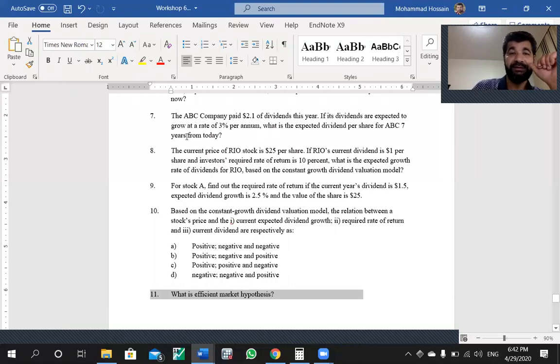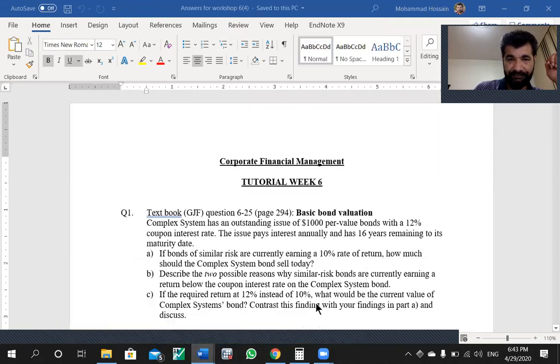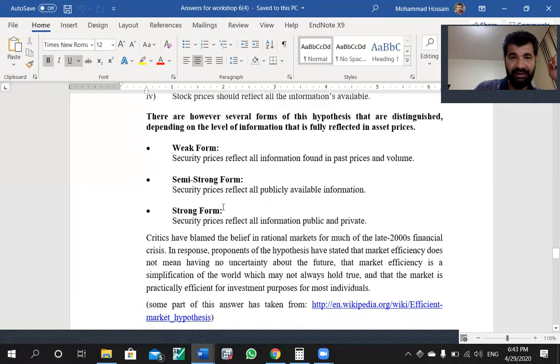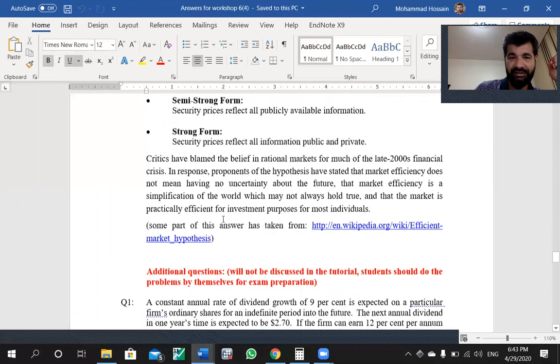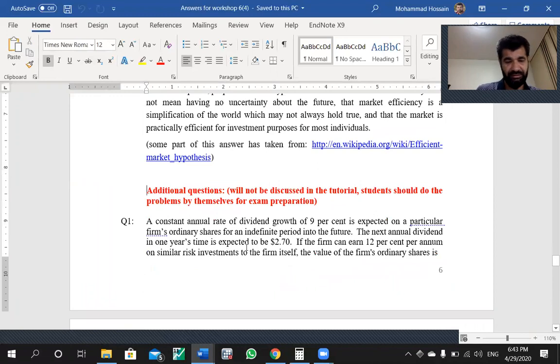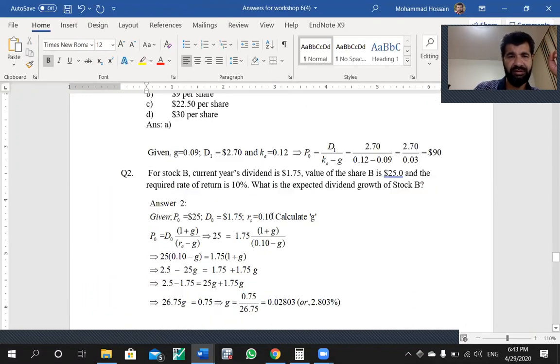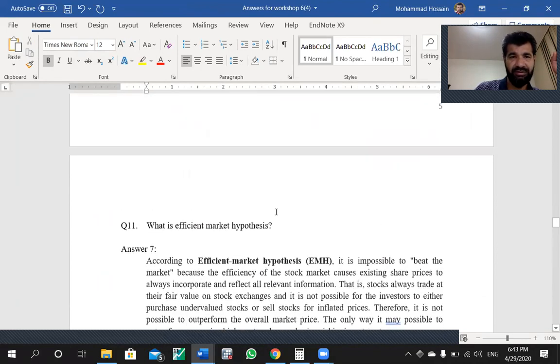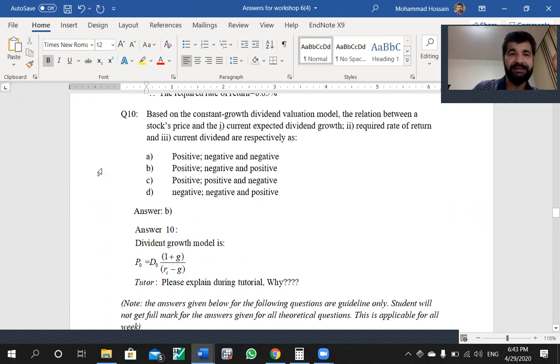Now, let's do a question. Based on the constant growth dividend valuation model, what is the relation between the stock's price and the current expected dividend, growth, required rate of return and the current dividend? Options A, B, C, D. The answer is B.